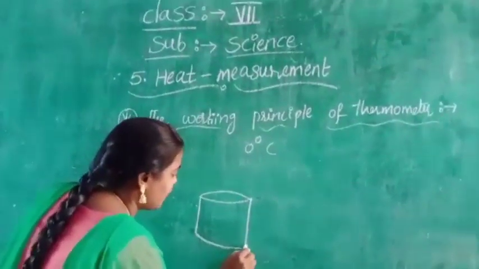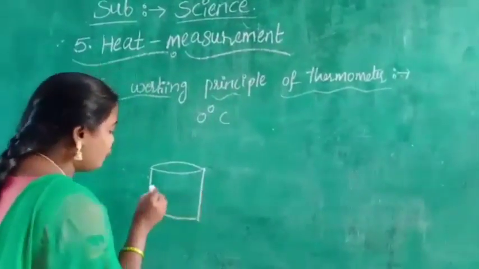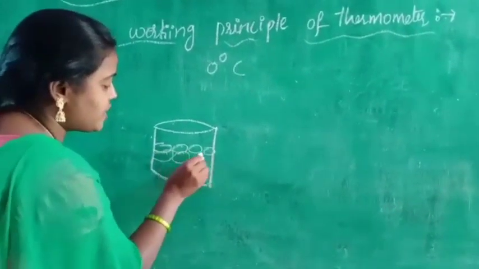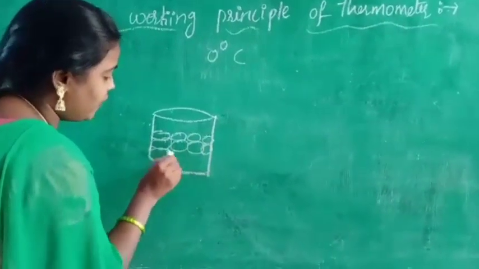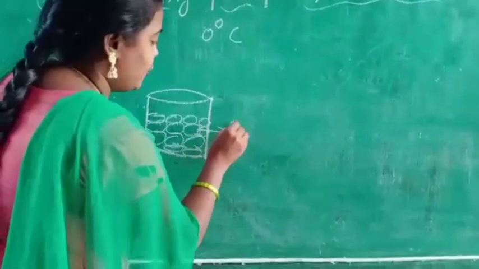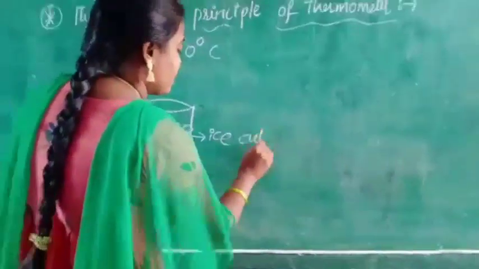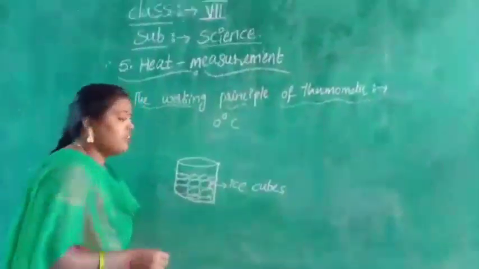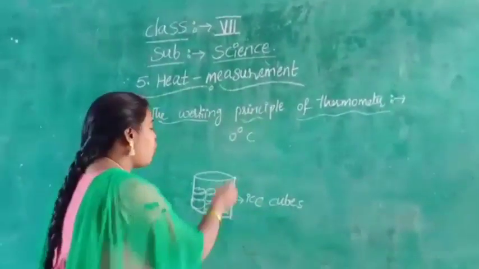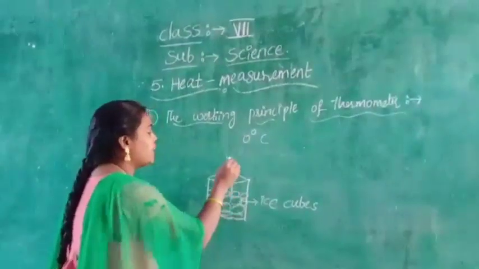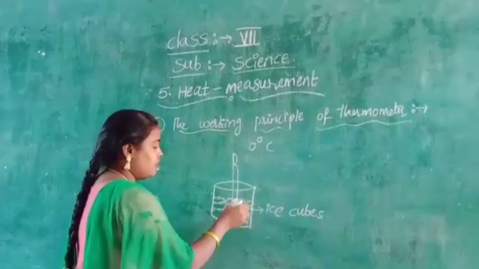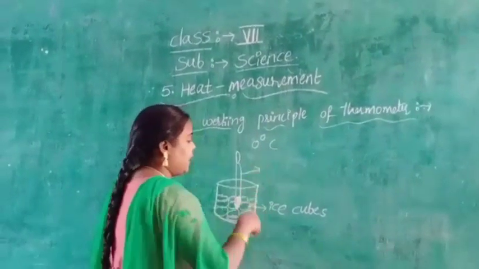First you take a glass vessel and you fill it with ice cubes. Now insert the thermometer in the vessel containing ice.